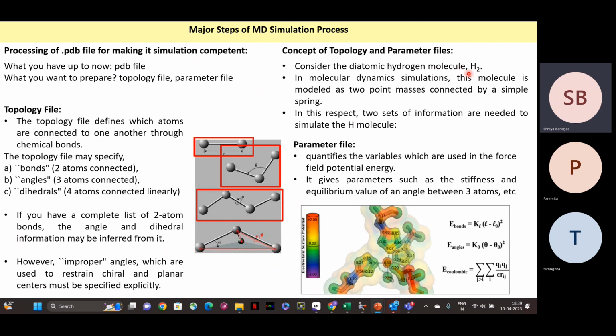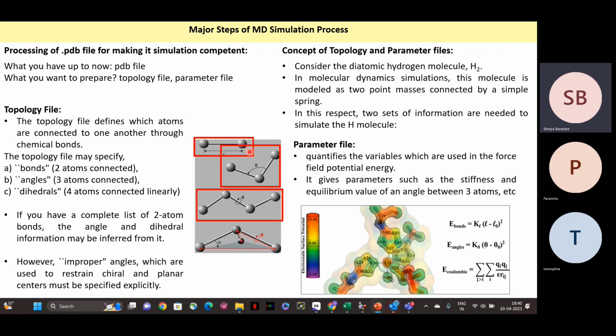Consider the diatomic hydrogen molecule. In molecular dynamics simulation, this molecule is modeled as 2 point masses connected by a spring. So two sets of information are needed before we can simulate the hydrogen molecule. Firstly, we need to define which atoms are connected through chemical bonds. So that information is provided by the topology file. So the topology file basically specifies the different bonds.